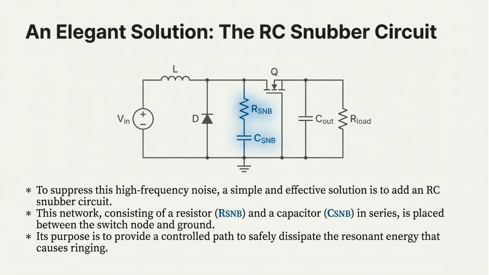An effective solution to suppress this high-frequency noise is the RC snubber circuit. This network, consisting of a resistor and a capacitor in series, is placed between the switch node and ground. Its purpose is to safely dissipate the resonant energy that causes ringing.